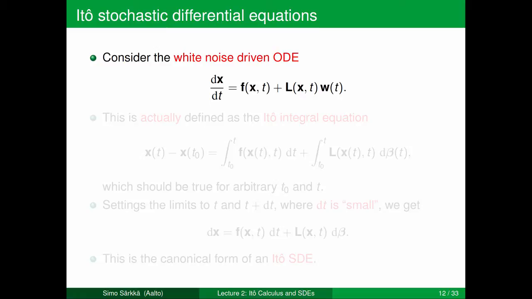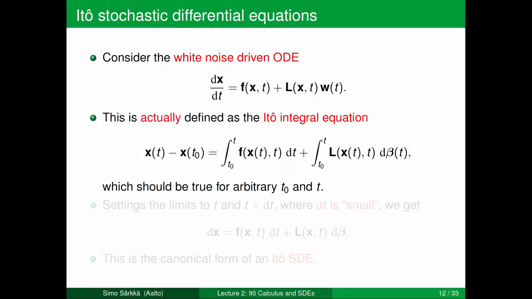So let's now take another look at the stochastic differential equations. We have a white noise driven ODE of this form: the time derivative of x is equal to f(x, t) plus L(x, t) times w(t). But as we saw, this actually should be defined as the Ito integral, where we have x(t) minus x(t_0) is equal to the integral of f dt plus the integral of L dβ, where this dβ is the increment of a Brownian motion. And that's how Ito SDEs are actually defined. So they are actually Ito integral equations instead of Ito differential equations.